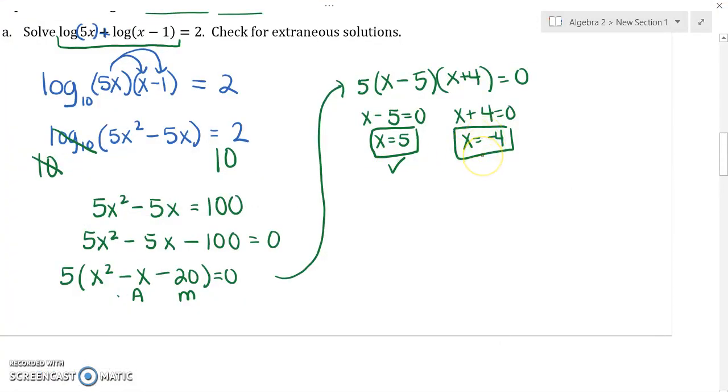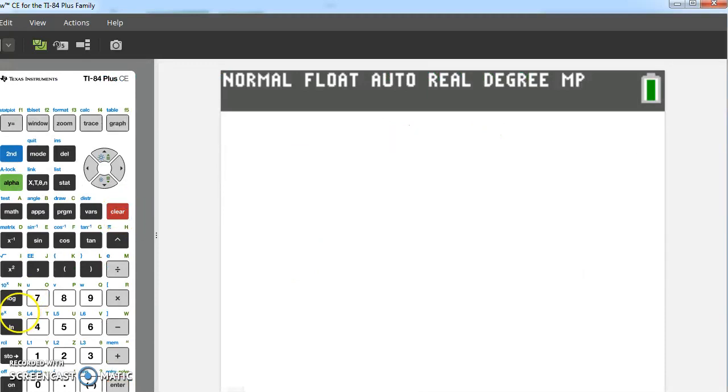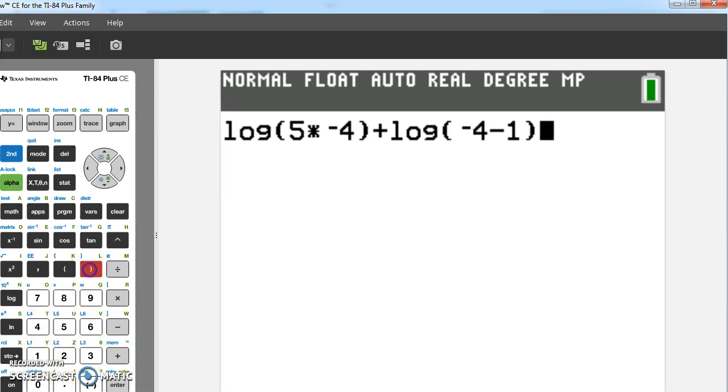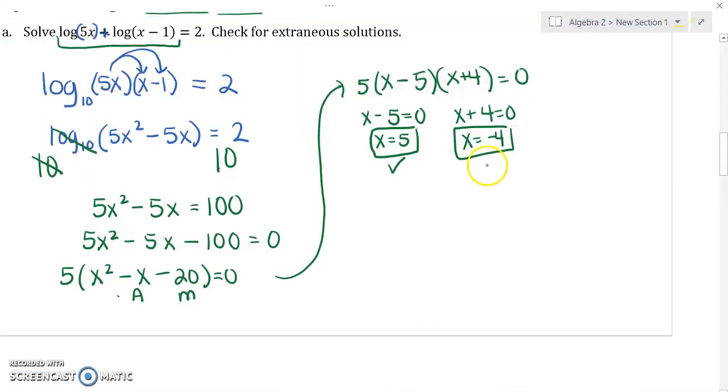Now I'm going to do the same thing with x equals negative 4 to see if it's a solution or not. So let's check it out. So we have, let's clear this out, log of 5 times negative 4, close that parentheses, plus log of negative 4 minus 1, close that parentheses, and we ended up getting a non-real answer, which means it's not 2. So therefore, we can say that x equals negative 4 is not an answer. So the only solution is 5.